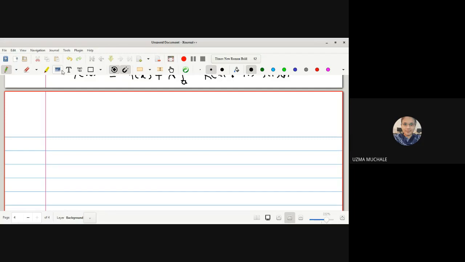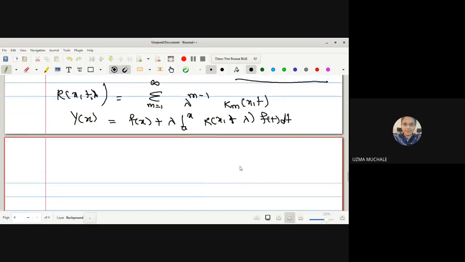Okay, before going to that theorem, let us solve one example so that you can come to know how to use the iterated kernel formula. Write with me the example. Find the resolvent kernel of the following. This R of x, t, lambda is called a resolvent kernel.